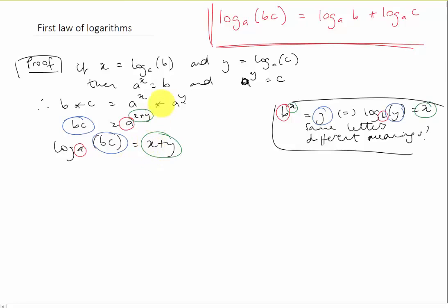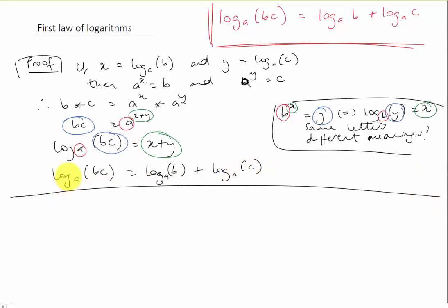Okay, and then we know that x is equal to log a of b and y is equal to log a of c, so we can just substitute those in there. So log a of bc is log a of b plus log a of c. So there's the proof. I just feel honor bound to show you that. You don't have to remember it, but you could maybe reconstruct it yourself if you manage to forget.